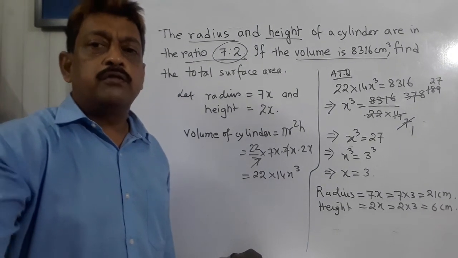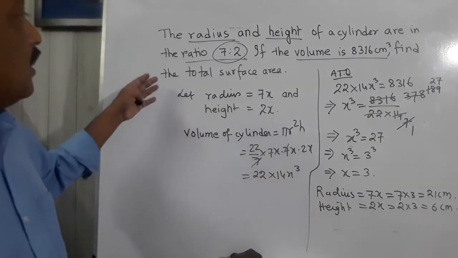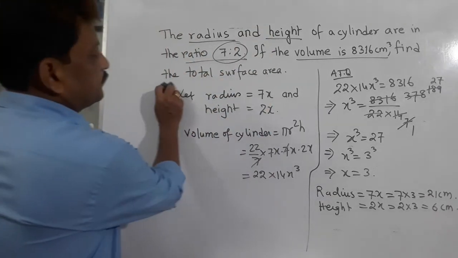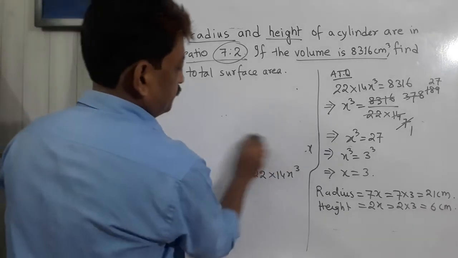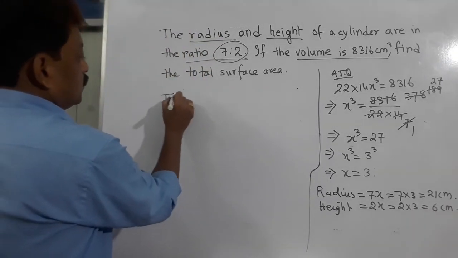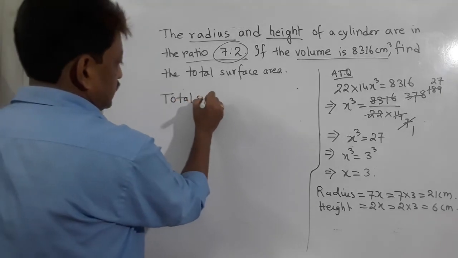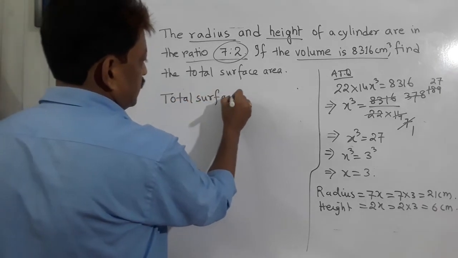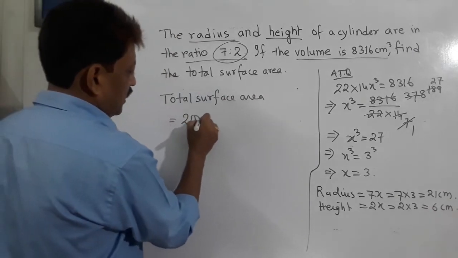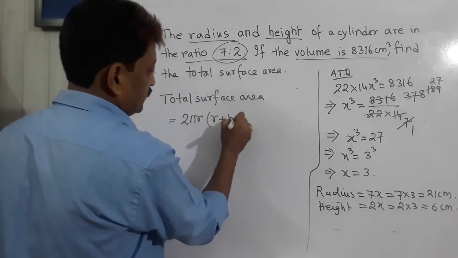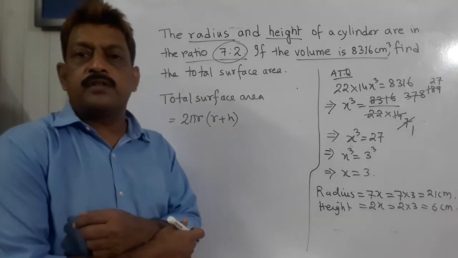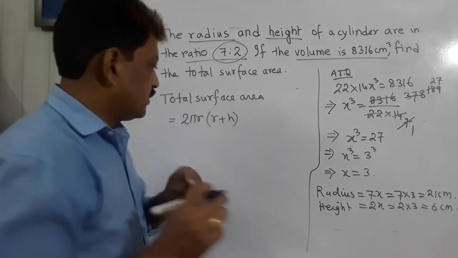Now we have to calculate the total surface area. Total surface area equals 2 pi r (r plus h). Here also nothing is mentioned about the cylinder, so we have to consider the cylinder as a closed cylinder.